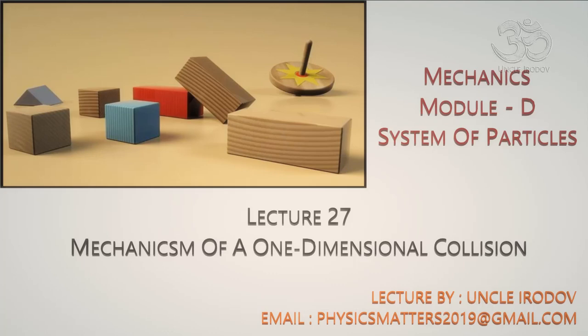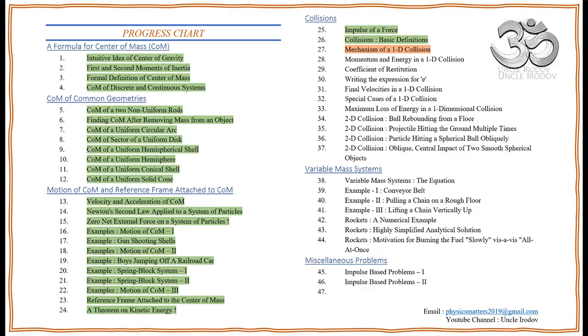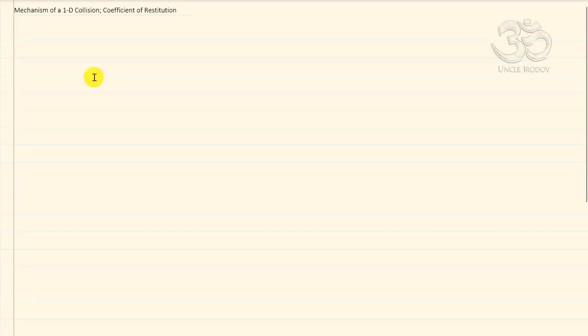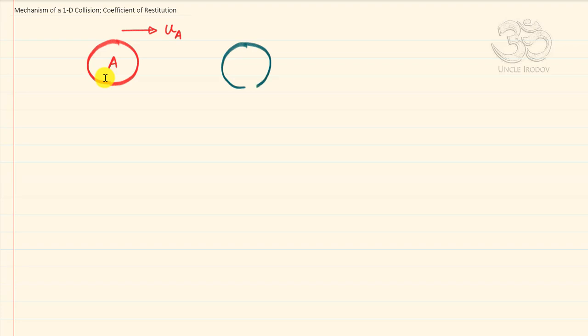So after seeing the basic definitions that are associated with collisions, let us go for an analysis of a one-dimensional collision. Imagine that there are two objects. This is the red object of certain shape, of certain size, and this object is called A. It is moving towards the right hand side with a velocity UA. And there is a green colored object which is slightly ahead of A, also moving towards the right hand side with a velocity UB. The object itself is called B, let us say.